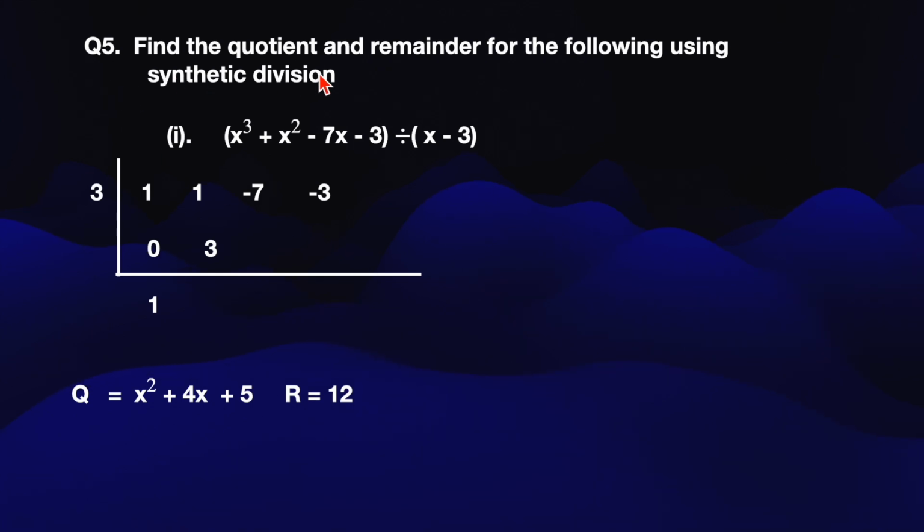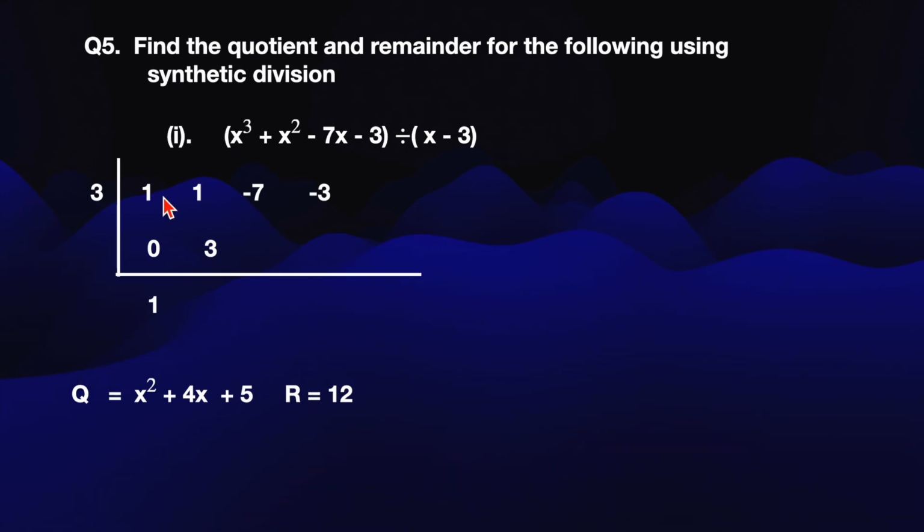Question 5. Find the quotient and remainder for the following using synthetic division. So this is another method to divide polynomials. I feel this is the easiest method, but you can follow whatever you find easy. Okay. So here it is. First let's write down all the coefficients of the dividend. So x cube coefficient is 1, x square coefficient is 1, x coefficient is minus 7 and then the constant minus 3.